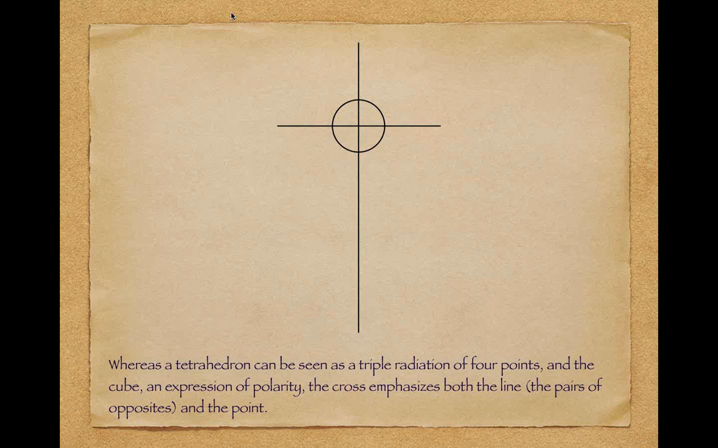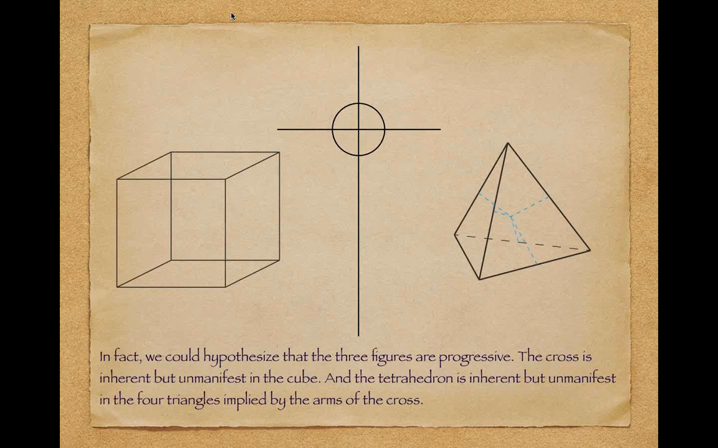In fact, we could hypothesize that the 3 figures are progressive. The cross is inherent but unmanifest in the cube, and the tetrahedron is inherent but unmanifest in the 4 triangles implied by the arms of the cross. That's a point that Terry brought forth, right?